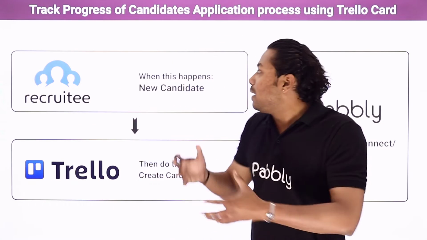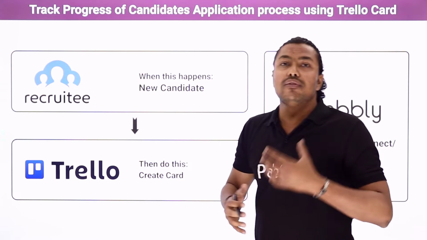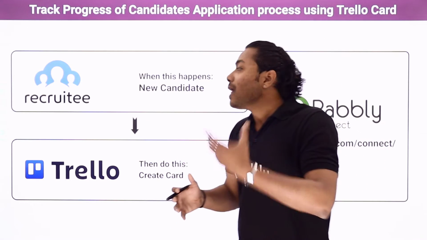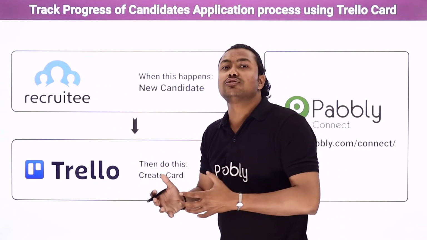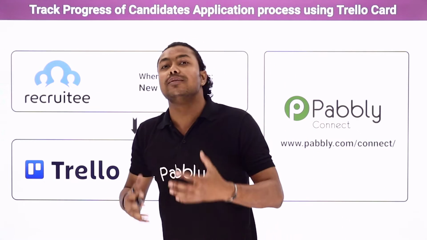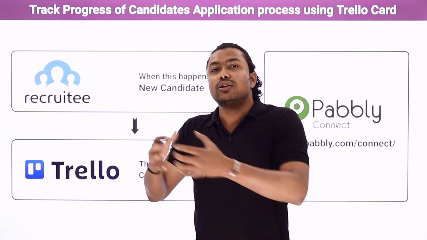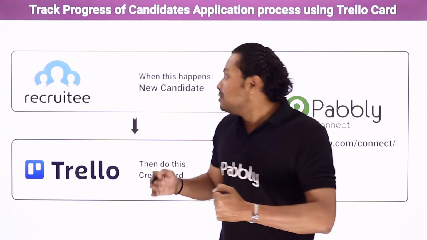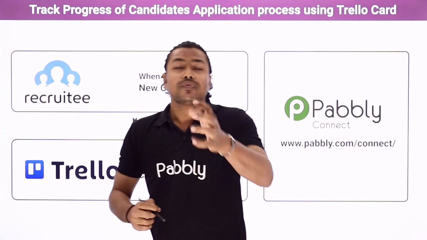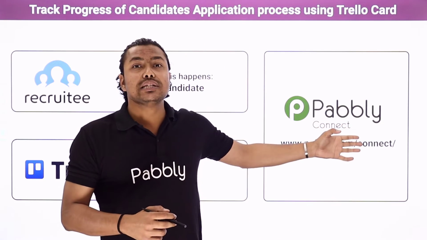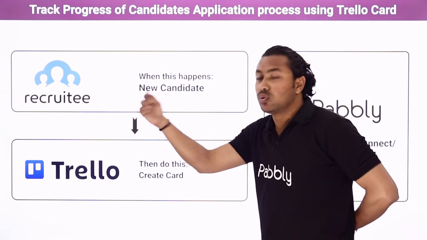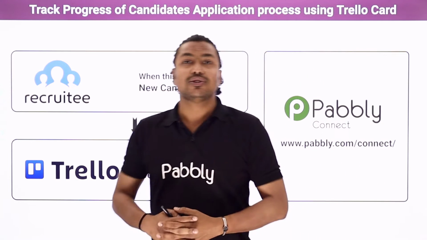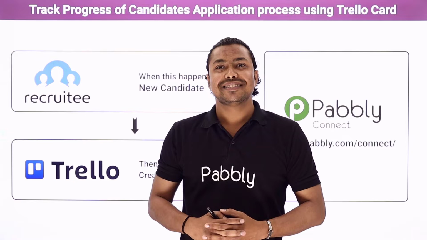Now, you all know about Recruitee. Recruitee is a platform where people post jobs and people apply for jobs. And Trello is a list building software where we can build lists, where we can build cards, and we can use it as a work management tool. Now, to do this automation, we are going to use an integration and automation service, Pabbly Connect, which will help us connect Recruitee and Trello together. Now, if you want to learn how to do this automation, you have to come with me to the screen.